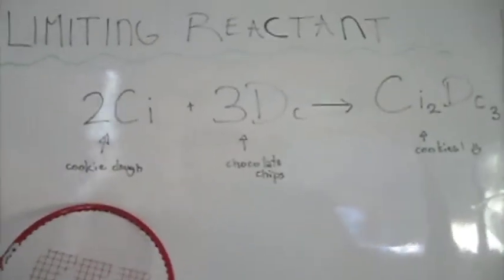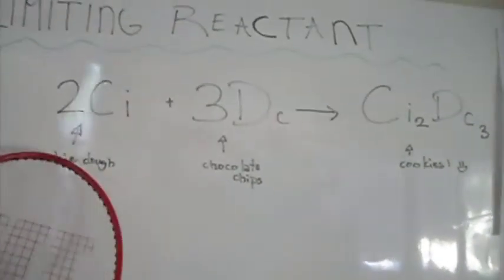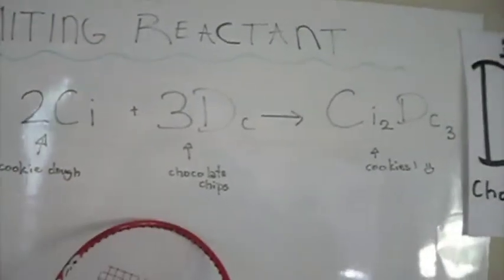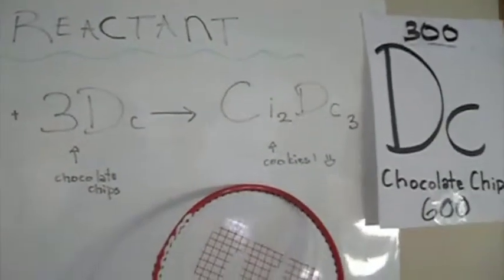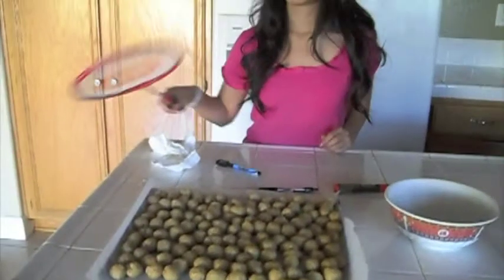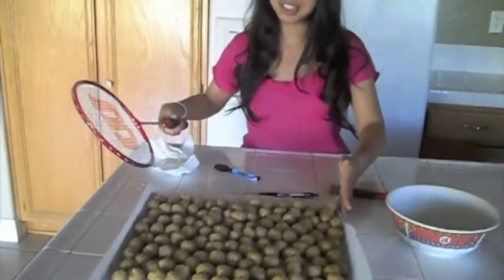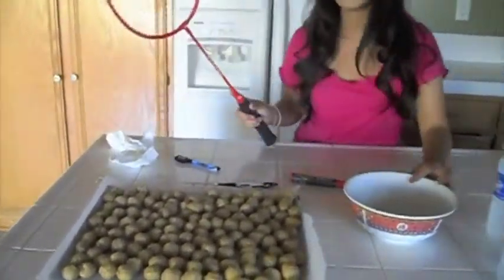Everybody, today we're here to unconfuse you about finding the limiting reactant when all you're given is a mass in the chemical equation. In this lesson, we're going to use the chemical equation 2Ci + 3Dc creates Ci2DC3, where Ci represents cookie dough and DC represents chocolate chips.